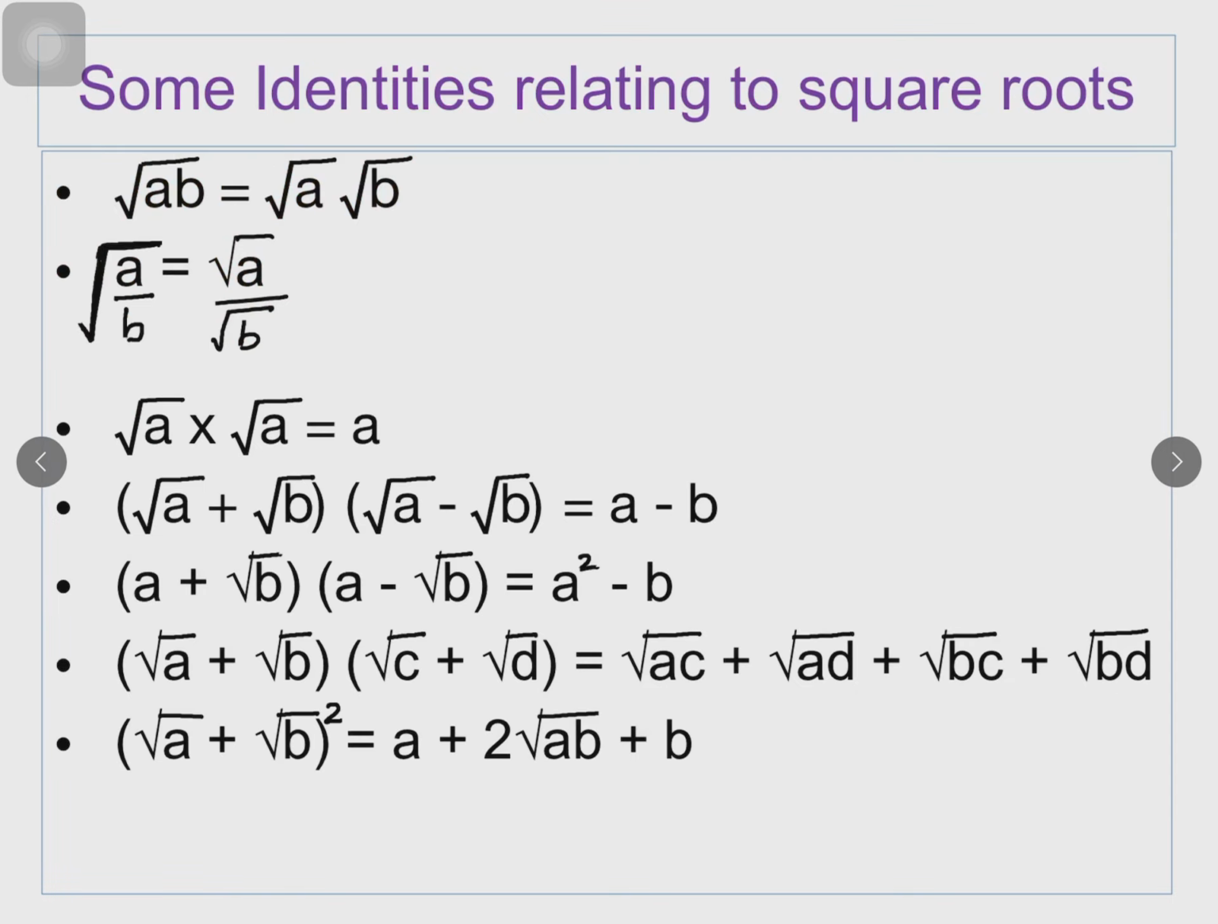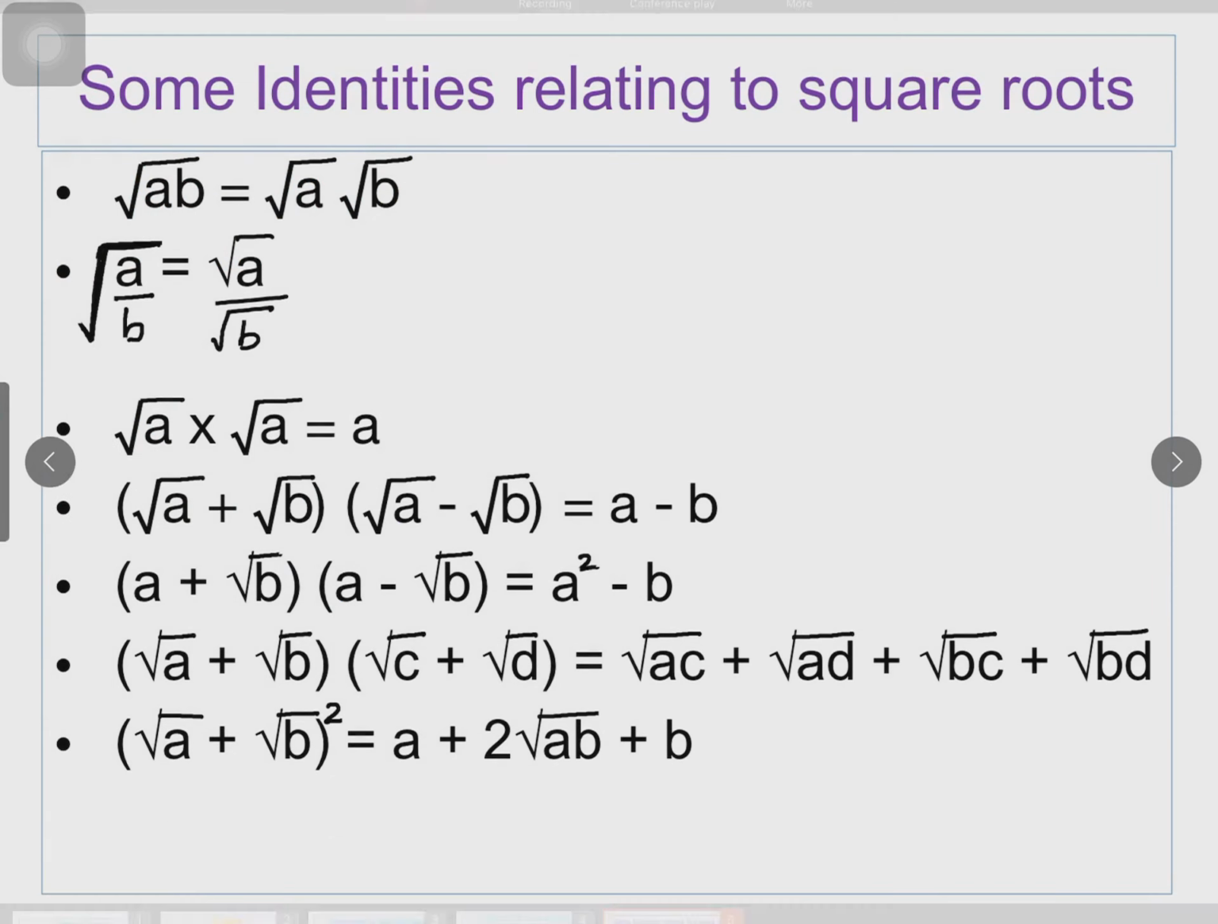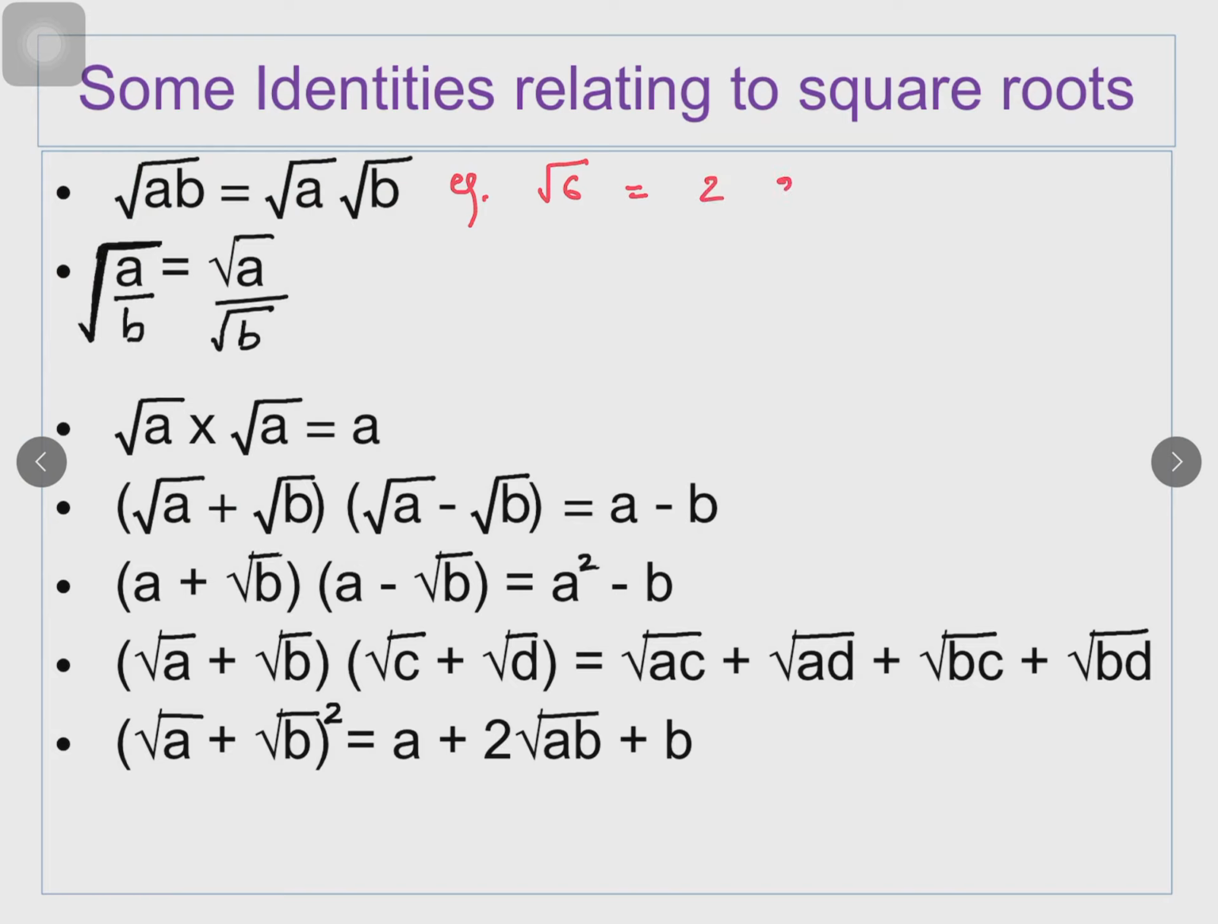Okay, now have a look at some identities relating to square roots. The first one is root AB is equal to root A into root B. For example, suppose we have the number root 6. This root 6 can be written as the multiplication of its prime factors, that is, 2 and 3. So root 6 will be root 2 multiplied by root 3.